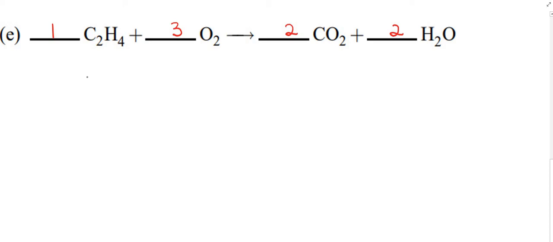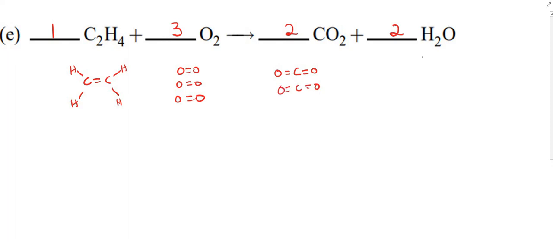Just for those who are interested, that's ethene. That's a molecule of ethene. There's 1 of those. There's 3 oxygens. That's what the big 3 means. There's 2 carbon dioxide molecules. And there's 2 water molecules.